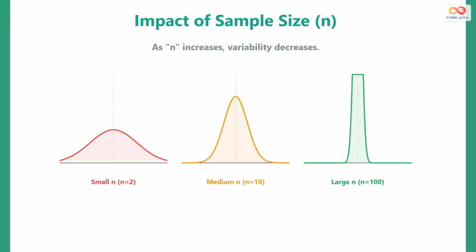The size of your sample, denoted by n, plays a huge role. As you increase the sample size, the standard error decreases. Visually, the curve becomes tighter and taller. With a large sample size, like 100, it is very difficult to get a sample mean that is far from the true population mean. Larger samples give us more precision.